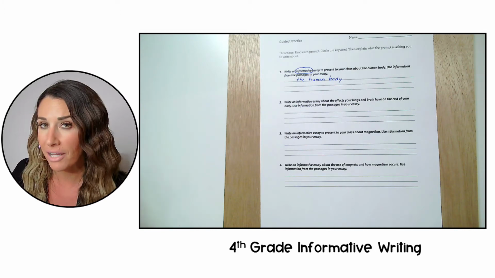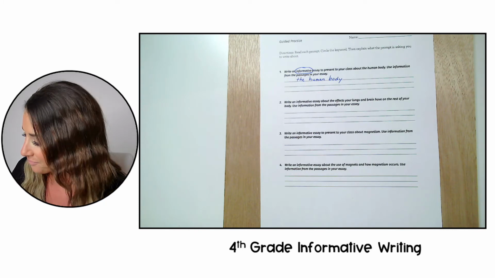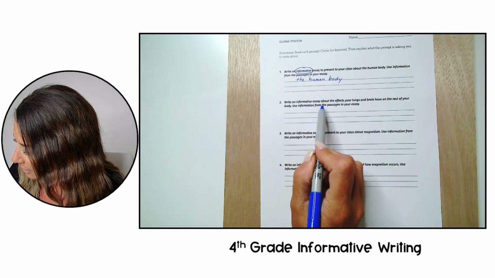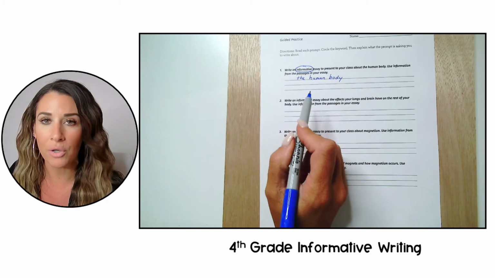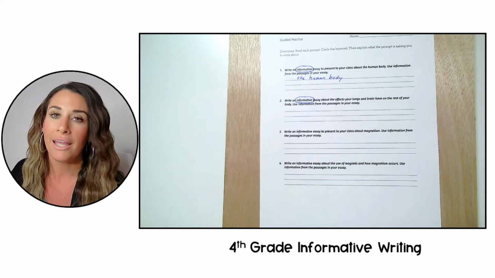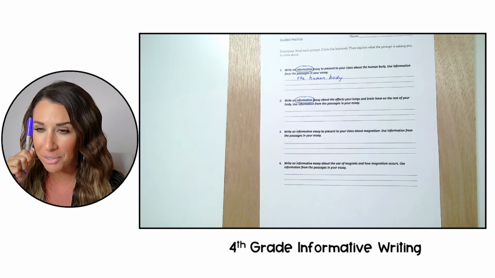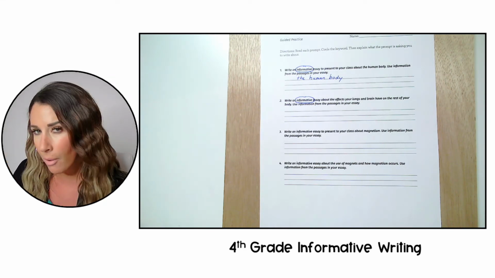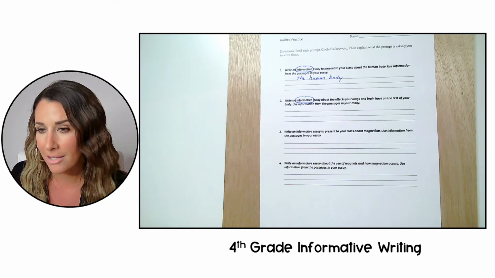So let's start with finding the keyword and circling it. I see the keyword right in the first sentence. It is informative again, so I'm going to circle it. And I know I'm going to be writing an informative essay. Now I have to look at what is the prompt asking me to write about.